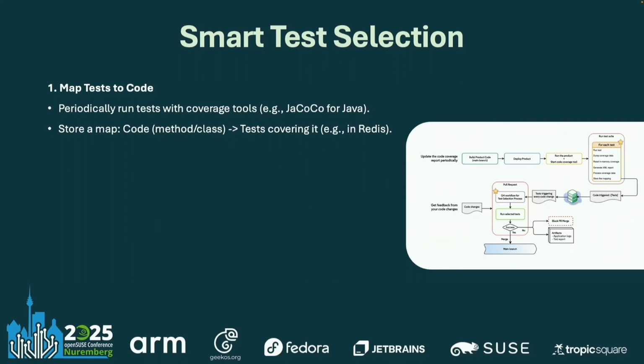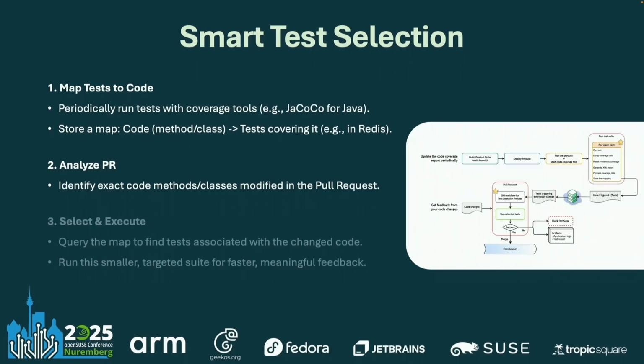For example, we are using a Redis database, and then when a pull request comes in, we look at it carefully to find the exact code changes, the files, the methods, or classes that have been changed. And finally, we choose and run the tests that we are selecting.